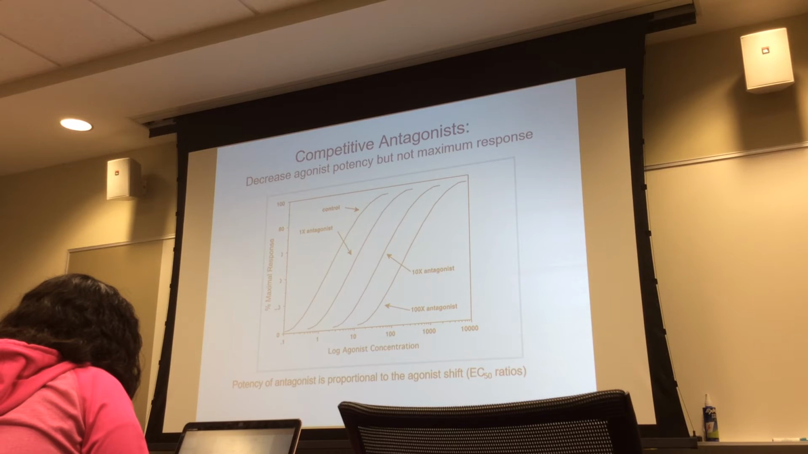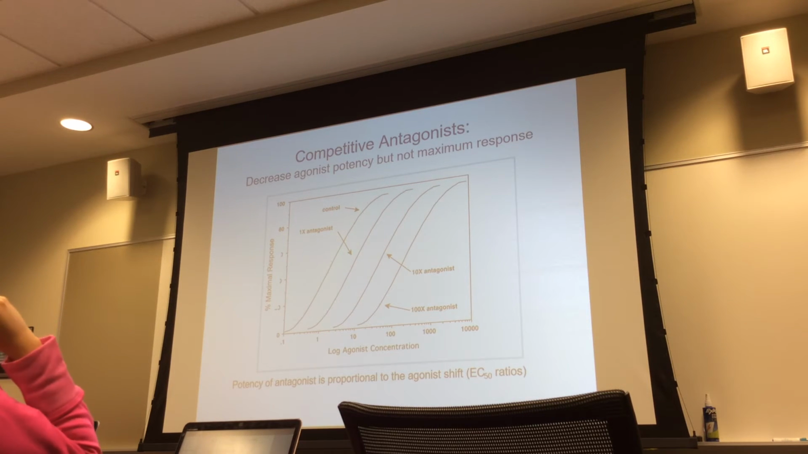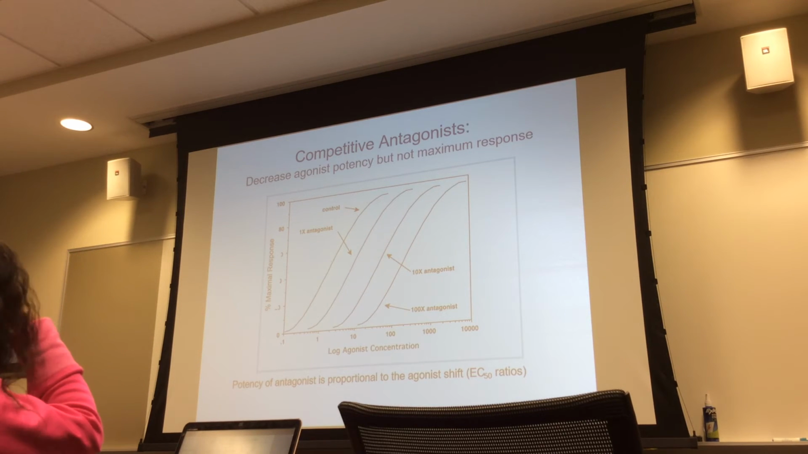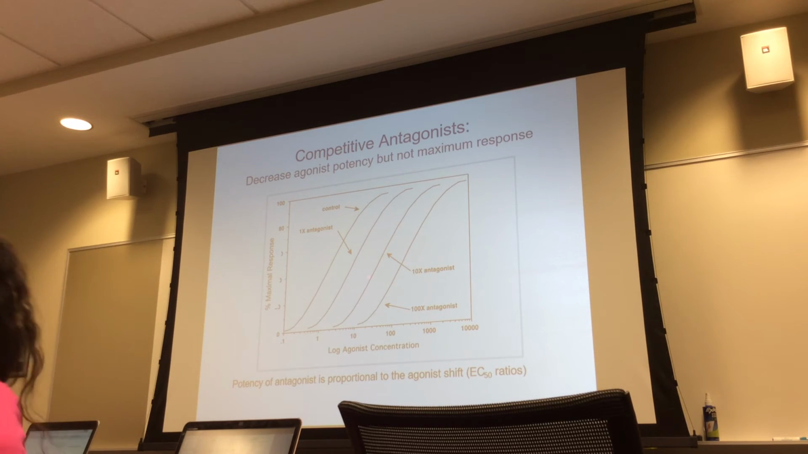The first graph shows the control drug alone, then the drug in the presence of 1X of the antagonist, and the graph is shifted to the right because it maintains the same maximum effect but takes a higher concentration. Then if you add 10X, it's shifted further to the right, and 100X, further still.